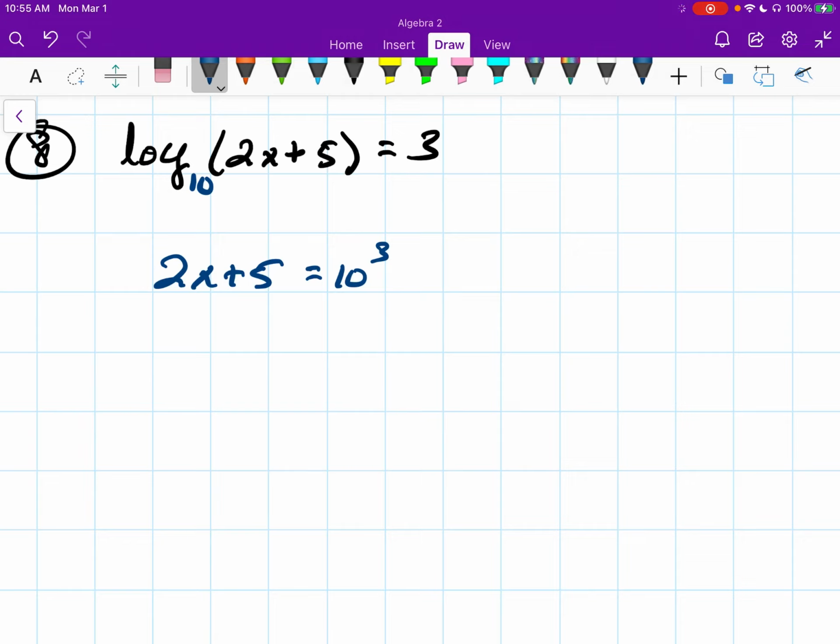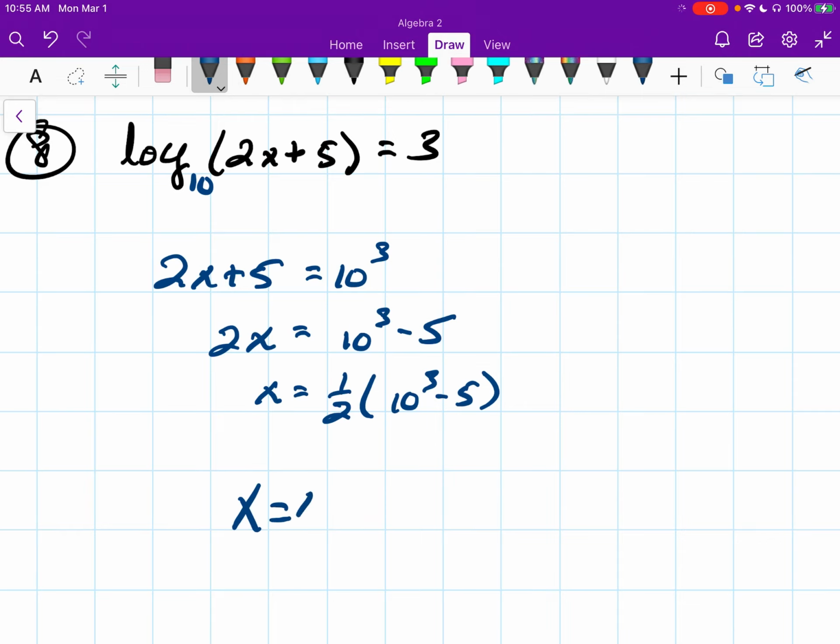So I'll have 2x will be 10 cubed minus 5. So x will be 1/2 times the quantity 10 cubed minus 5. So in my calculator, I'll type in 0.5 parenthesis 10 cubed, or you could write it in 1,000, either or, minus 5, and then close your parenthesis, and I got 497.5. So x is 497.5. And just because that's such a huge number, I'm going to type in log of 2 times 497.5 plus 5, and I got 3 out of it, so it looks good.